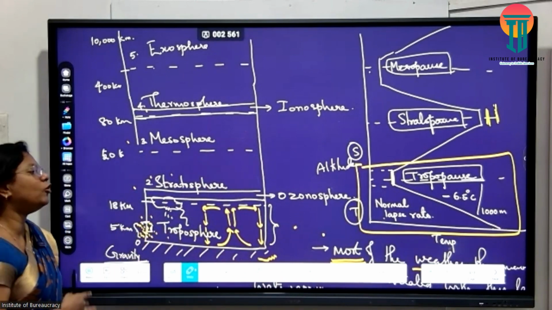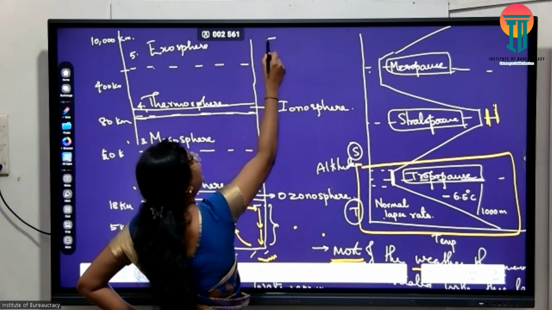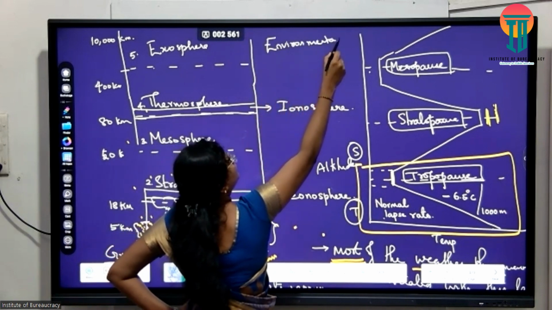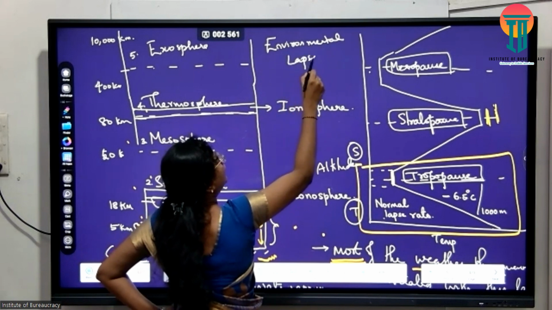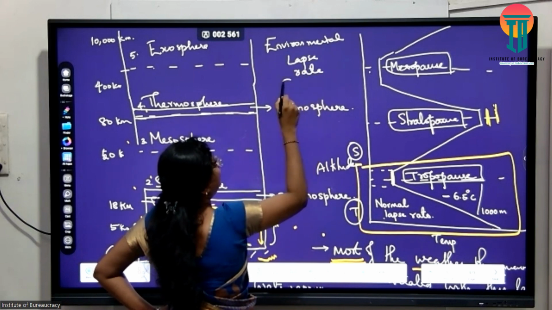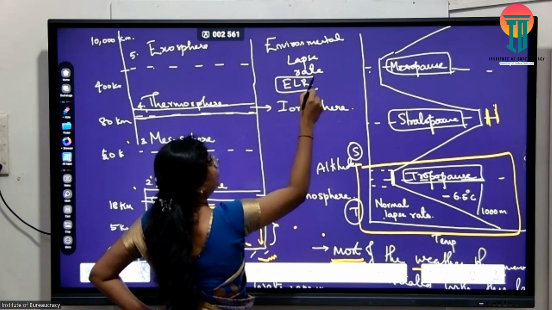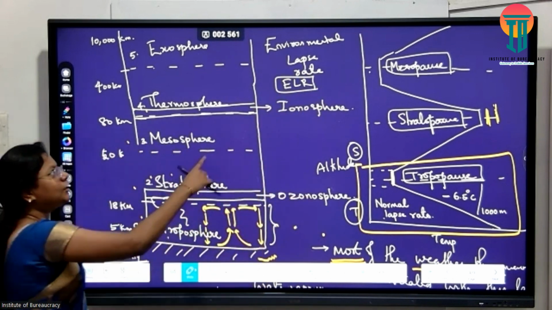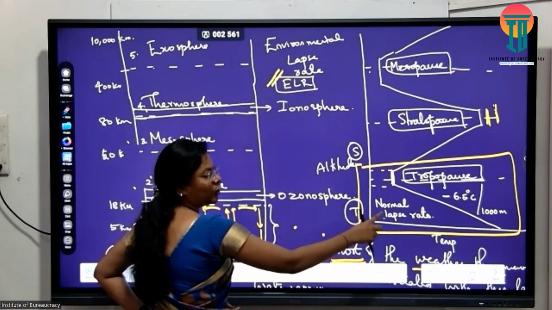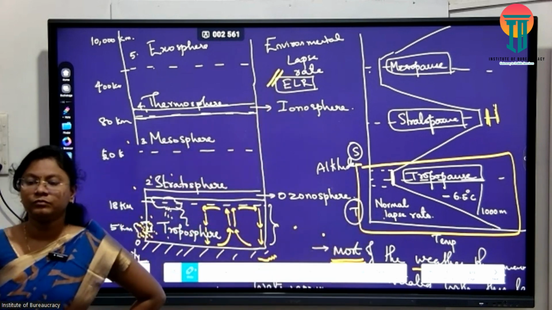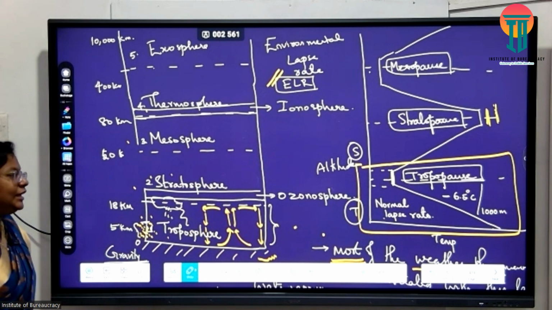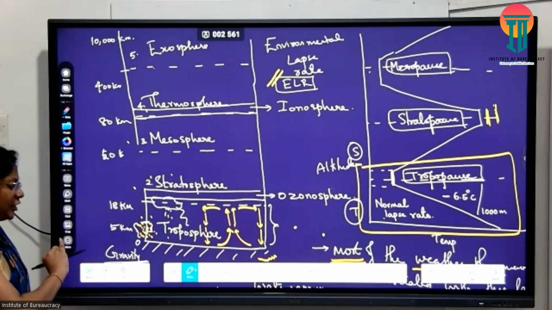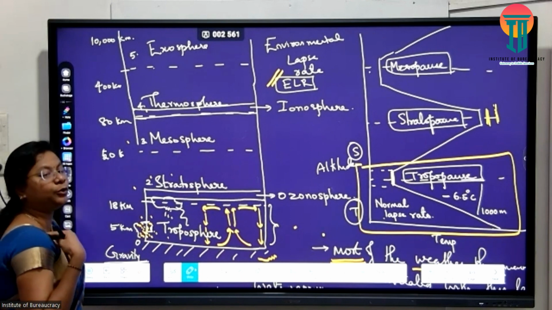Normal lapse rate is also known as, make a marginal note, environmental lapse rate, ELR. In geography we use the word normal lapse rate or environmental lapse rate. It is nothing but the rate of change of temperature, or the decreasing temperature with the increasing altitude.